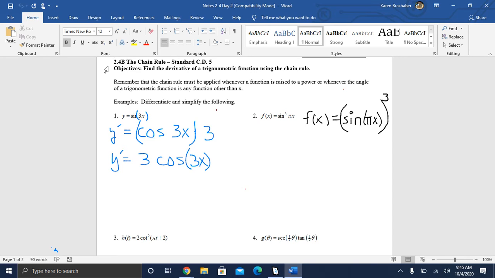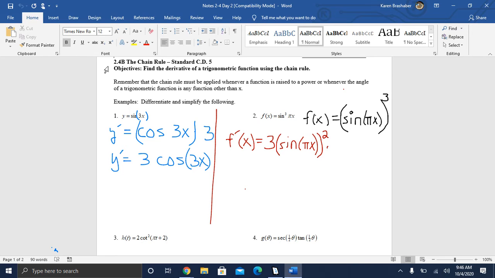So the first time, I'm going to draw a little separator here. The first time we have, always the outside function gets done first. So f prime of x is going to equal 3 times, and now you're going to keep the inside function, so sine of pi x, and reduce your exponent by 1. So 3 times the sine of pi x squared. Then you have to do the derivative of the inside.